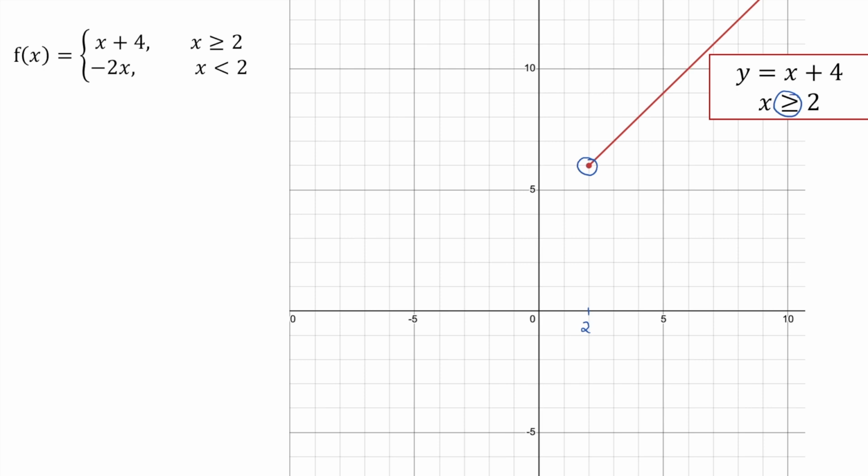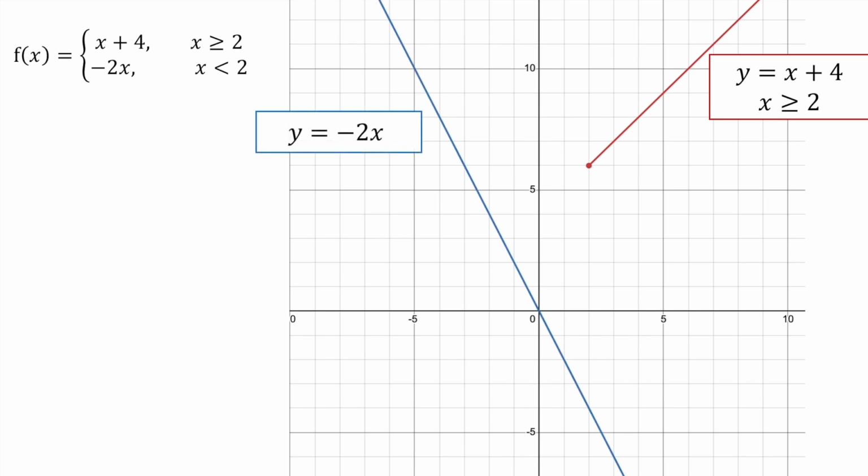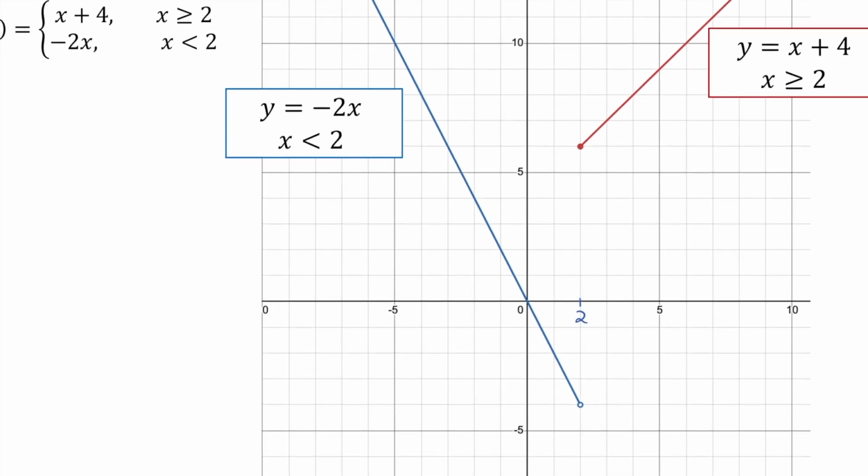Now, the next thing we're going to look at is the graph of minus 2x. We're going to start by drawing the graph in its whole form, then restrict it by looking at x less than 2. You can see I no longer have the entire linear function, but only the part where x is less than 2. And I've used an open circle because I have an inequality that's not greater than or equal to.